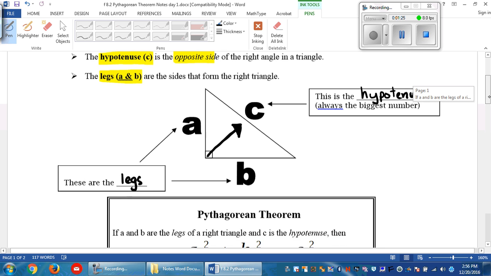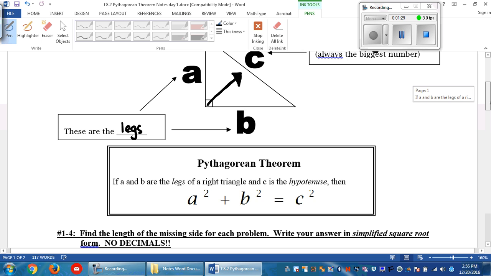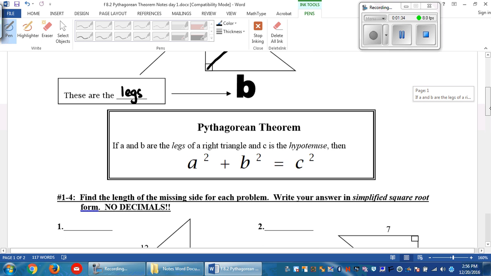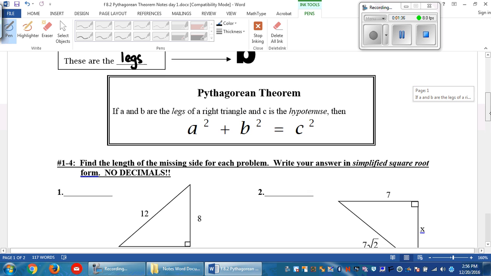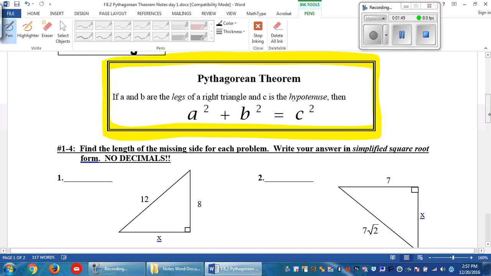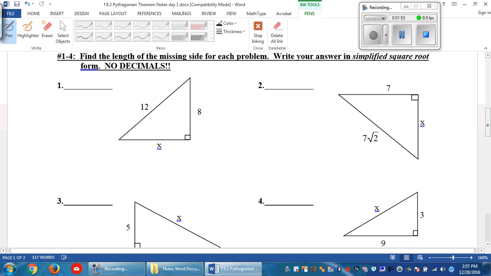Okay, they make up the triangle. The theorem is that if A and B, the legs of the right triangle, add to equal the hypotenuse squared. So A squared plus B squared equals C squared. It's the most elegant formula in geometry, and it can be proven in a large number of ways that you can find on the internet if you choose to research it.